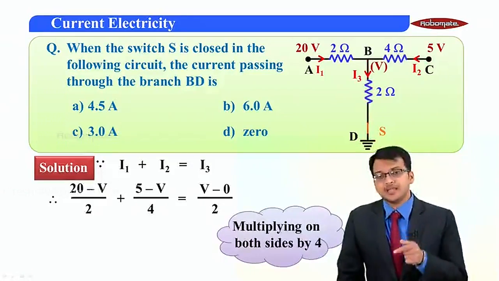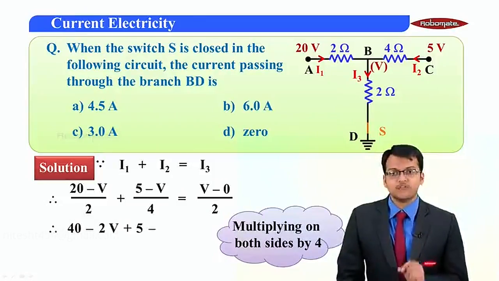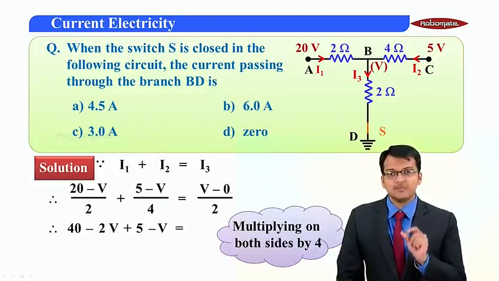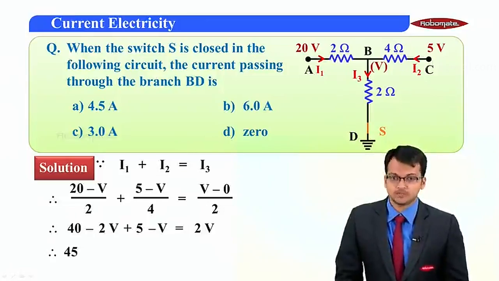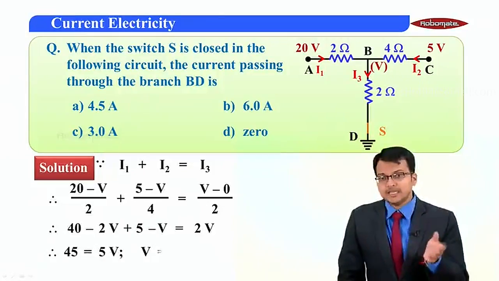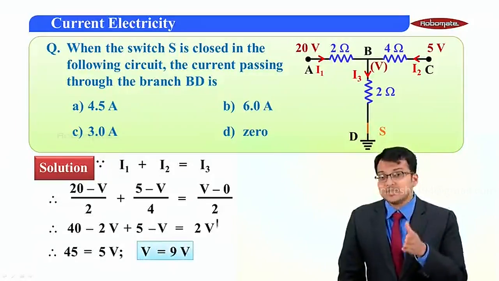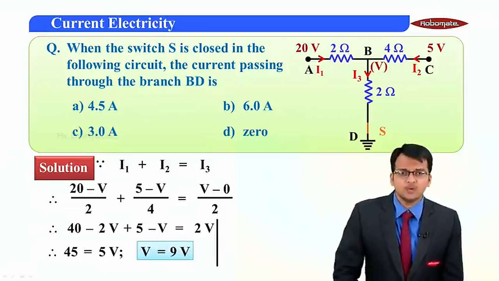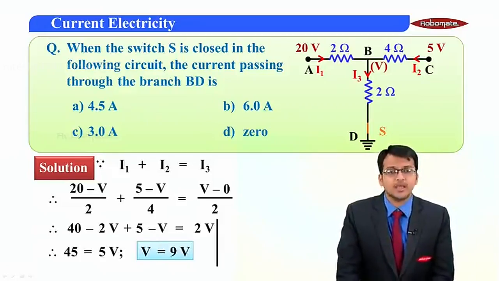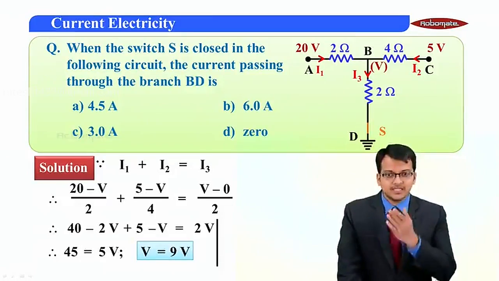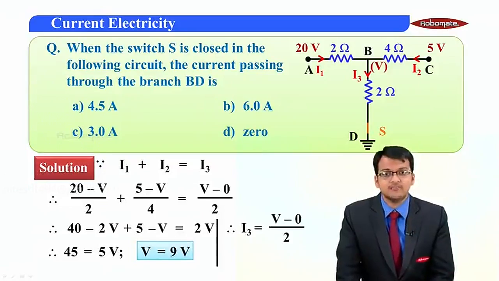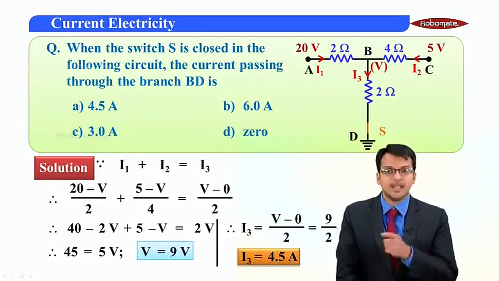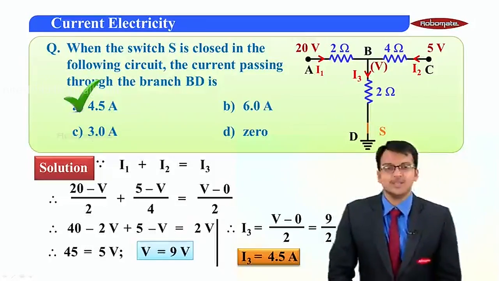So when I multiply the equation by 4, what I get is 40 minus 2V plus 5 minus V comes out to be 2V. That 2V can be easily taken to the LHS, and once I simplify, what I get is the potential at point B is equal to 9 volts. Do I require this? No, I don't require this. What I require is I3. Now what is I3? Yes dear students, you can see I3 is nothing but V by 2, and hence the correct answer will be 9 by 2. That comes out to be 4.5 ampere. That means option A is correct. Thank you for this module.